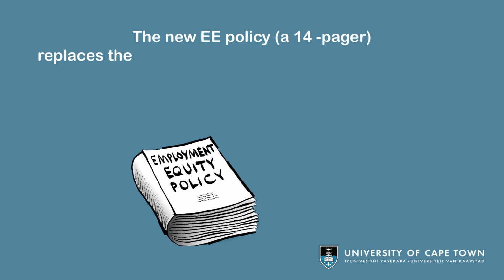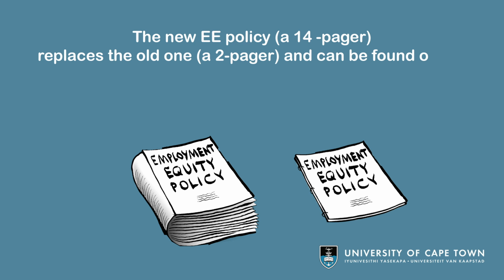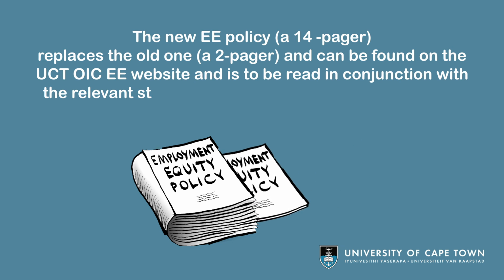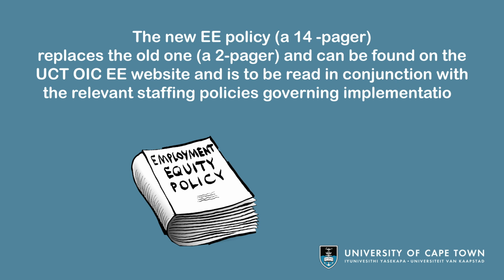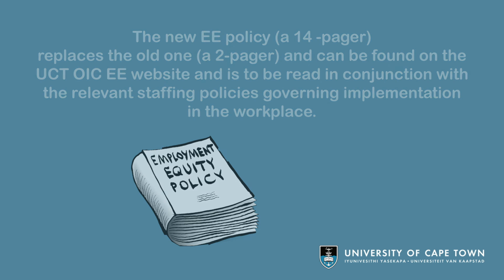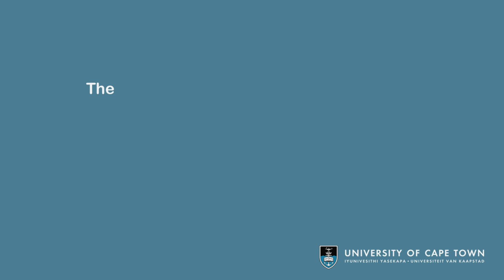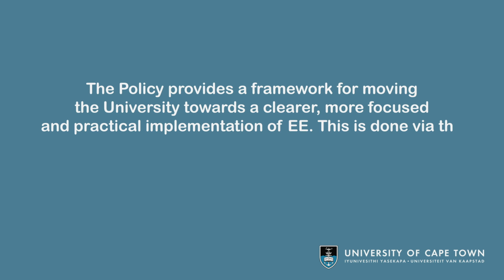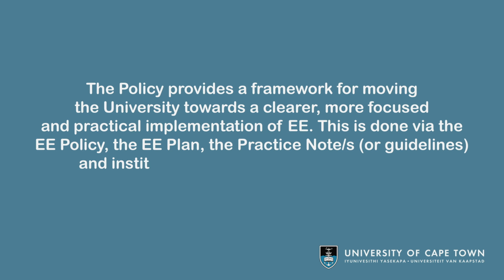The new EE policy, a 14-pager, replaces the old one, a 2-pager, and can be found on the UCT EE website, and is to be read in conjunction with the relevant staffing policy governing implementation in the workplace. The policy provides a framework for moving the university towards a clearer, more focused and practical implementation of EE. This is done via the EE policy, the EE plan, the practice notes or guidelines, and institutional and individual commitment.